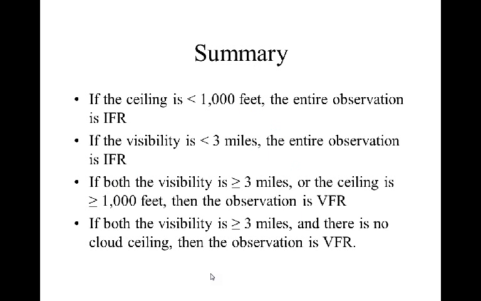So in summary, if your ceiling, which is your lowest broken or overcast deck, is less than 1,000 feet, the entire observation is IFR. If the visibility is less than 3 miles, the entire observation is IFR. If both the visibility is greater than or equal to 3 miles and the ceiling is greater than or equal to 1,000 feet, then the observation is VFR. If the visibility is greater than 3 miles and there is no cloud ceiling, then the observation is VFR.